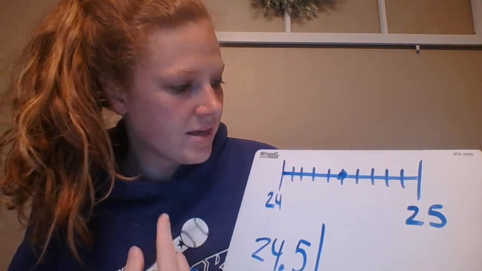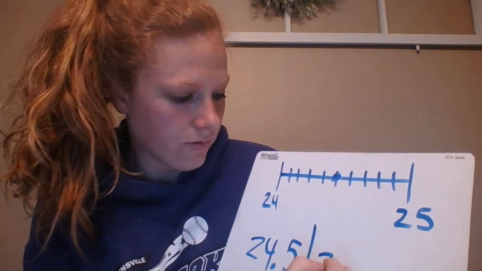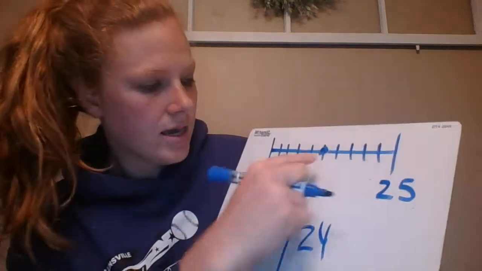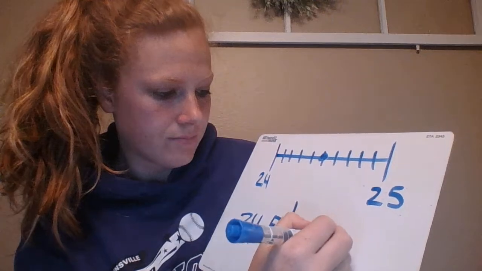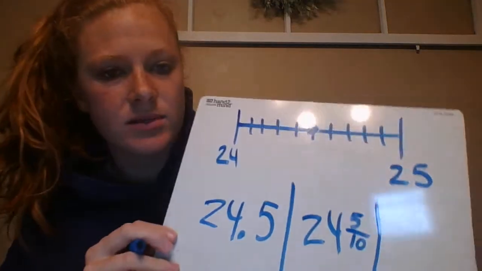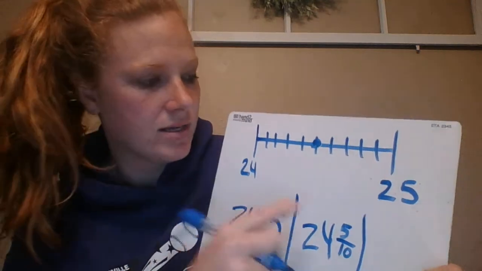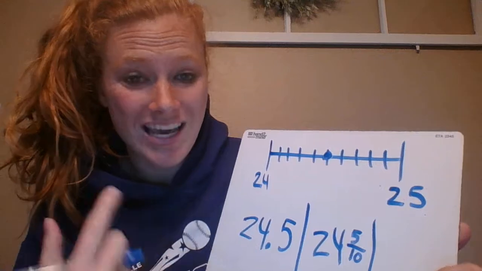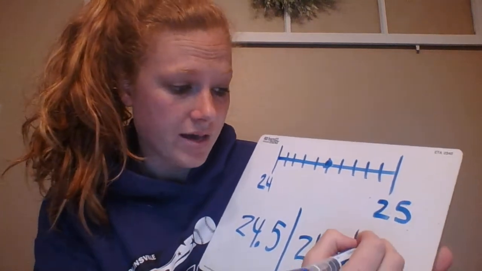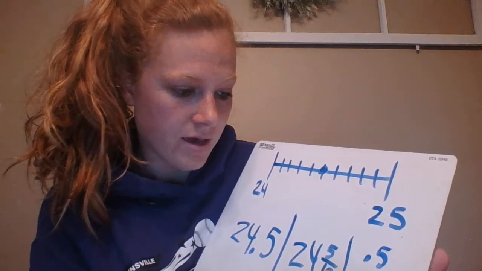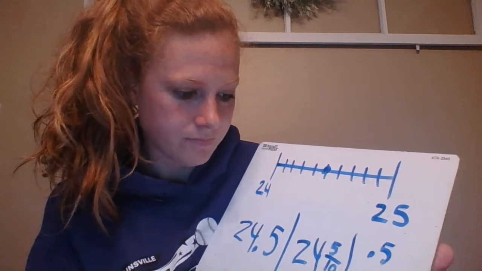Next, if I were to write that in a fraction, I would write 24 again. So I just kind of sloppy and writing sideways. And I would write it 5/10. And the last question I'm going to ask myself is, how many more tenths would I need to get to 25? 5 plus what equals 10? It'd be 5. So you could either write it as 0.5 or 5/10.